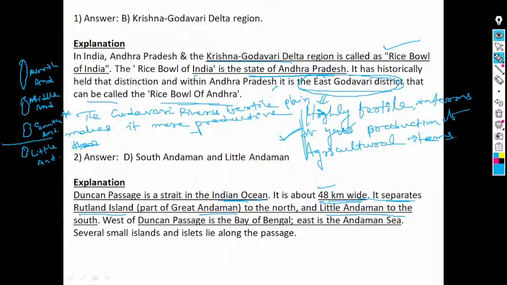In the middle, this is your Duncan Passage. It separates Rutland to the north and the Little Andaman to the south. Duncan Passage is in the Bay of Bengal, west of the Andaman Sea particularly. Several small islands and islets lie along the passage.